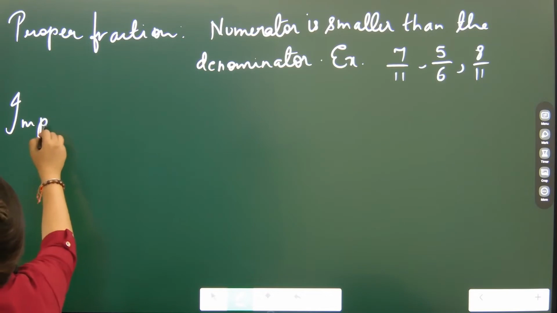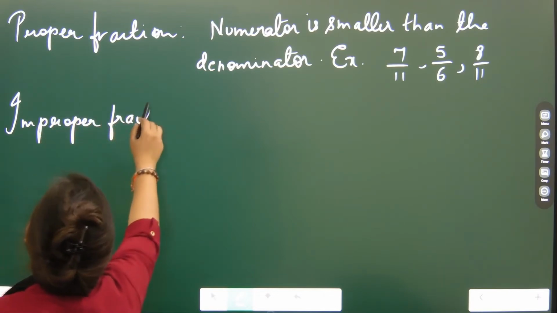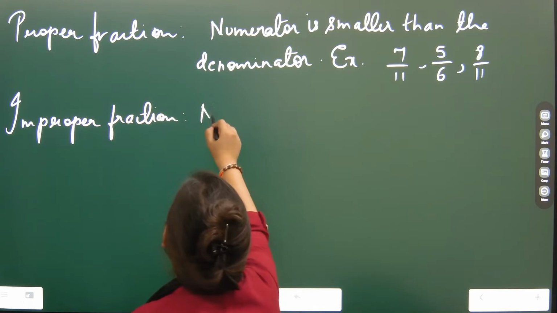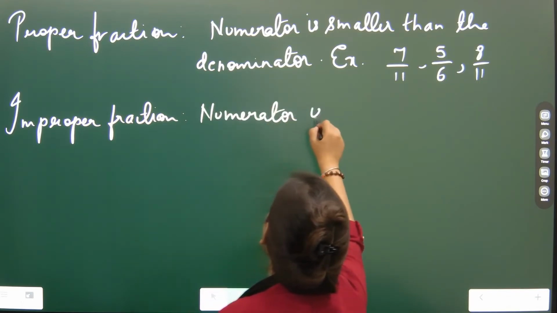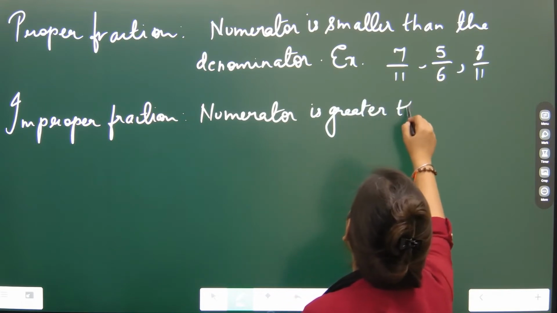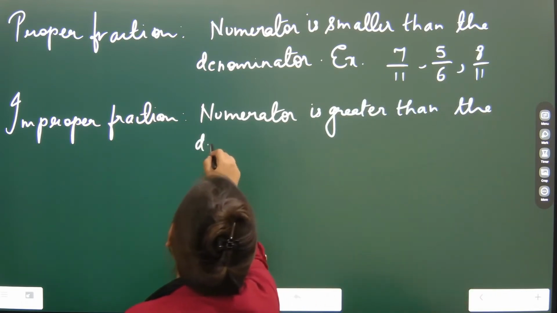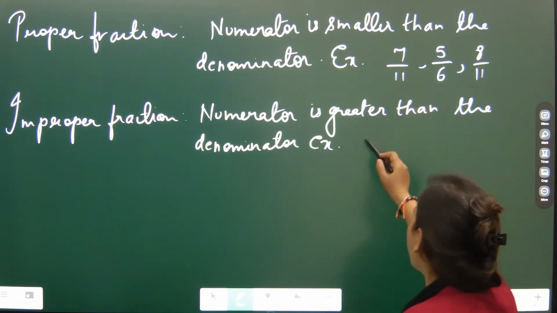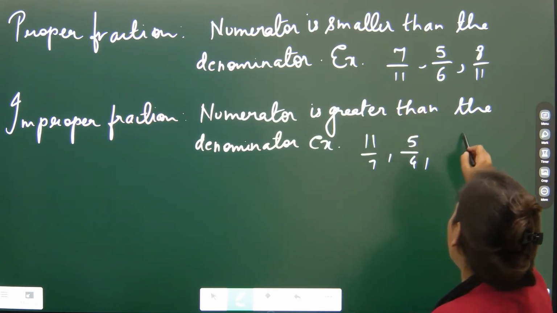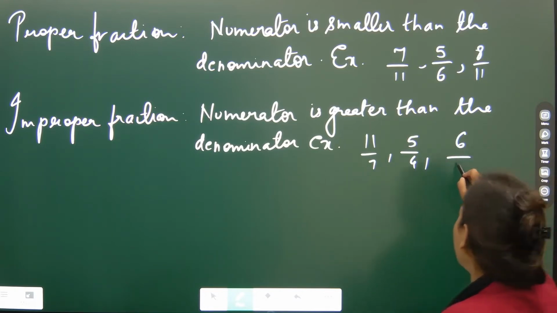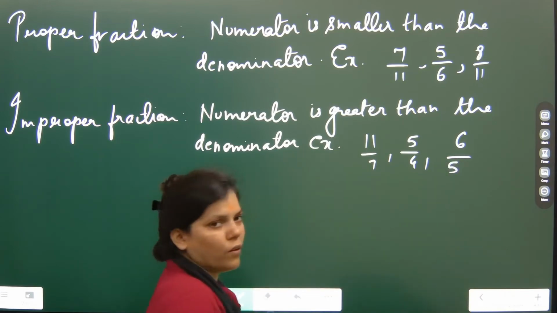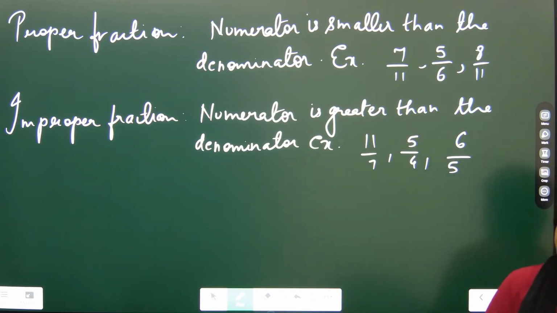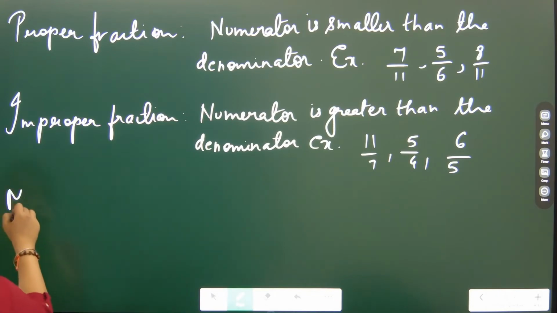Then, improper fraction. So improper fraction means when the numerator is greater than the denominator. Okay. Let us say, for example, 11 upon 7, 5 by 4, 6 by 5. Okay. When the numerator is greater than the denominator, such fractions are called the improper fractions. Okay. Then, mixed fraction.